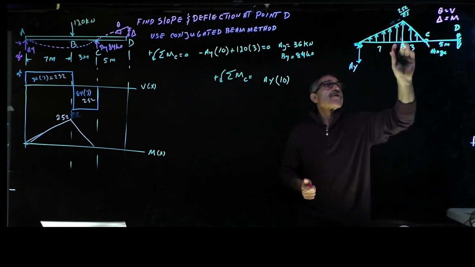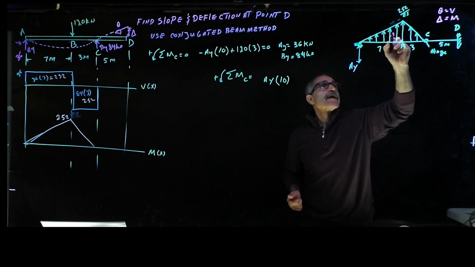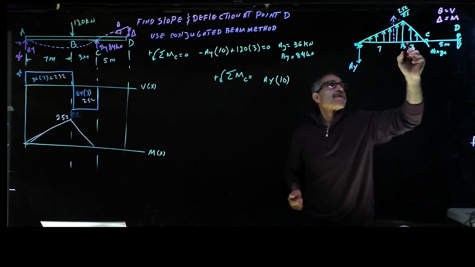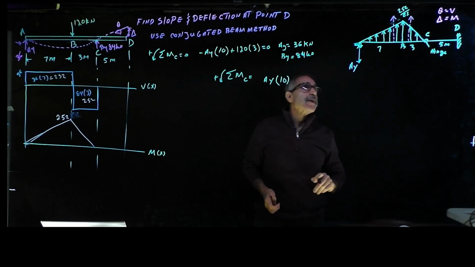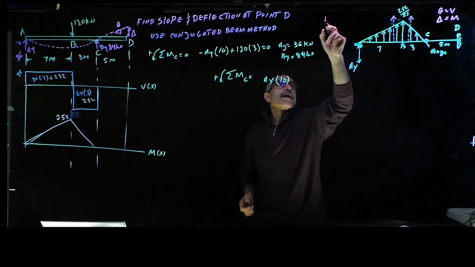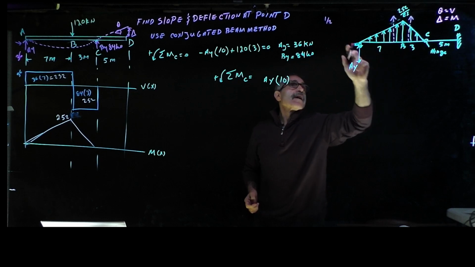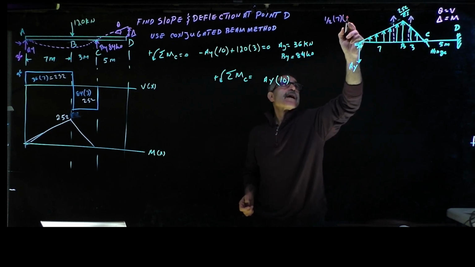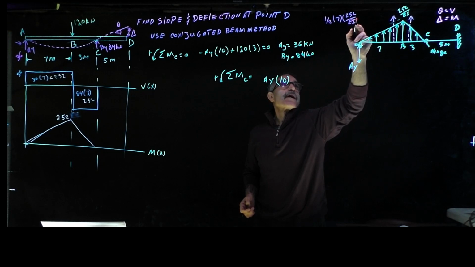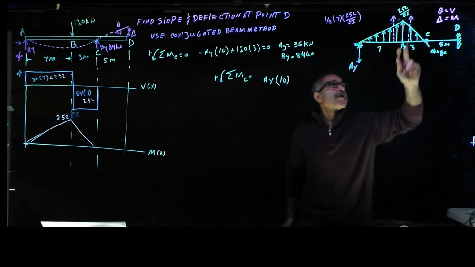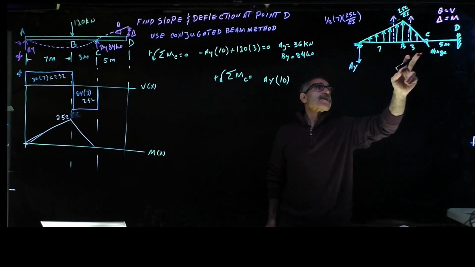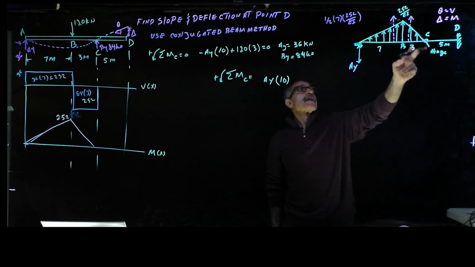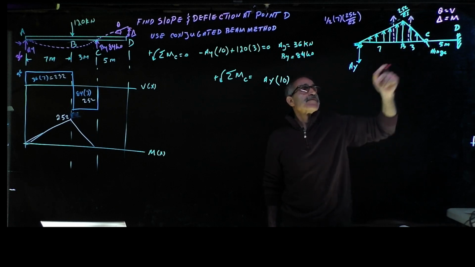So the concentrated force for this part is going to be right here. And then the concentrated force for this part is going to be right here. The magnitude for that one is going to be basically 1/2 times 7 times 252 divided by EI. And the magnitude for this one is going to be 1/2 times 3 times 252 divided by EI.